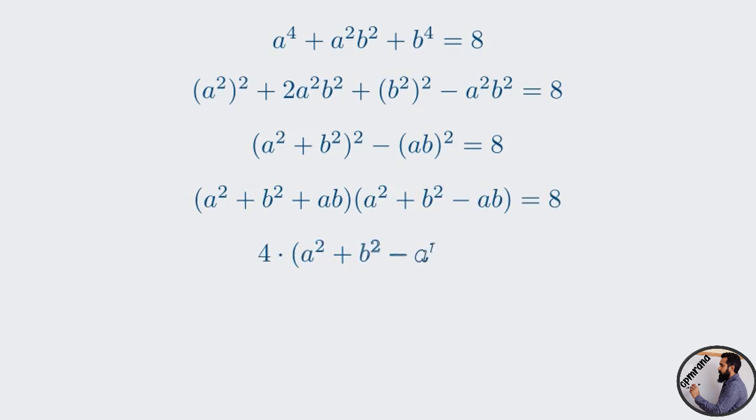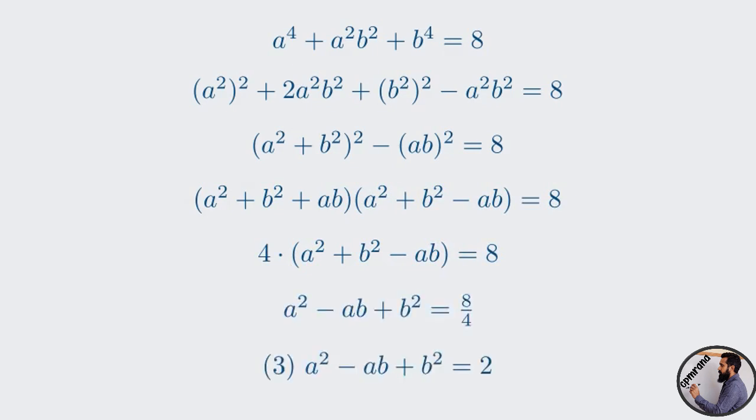We know from equation 2 that a squared plus ab plus b squared equals 4. Substituting this value in, dividing both sides by 4, we get our third equation.